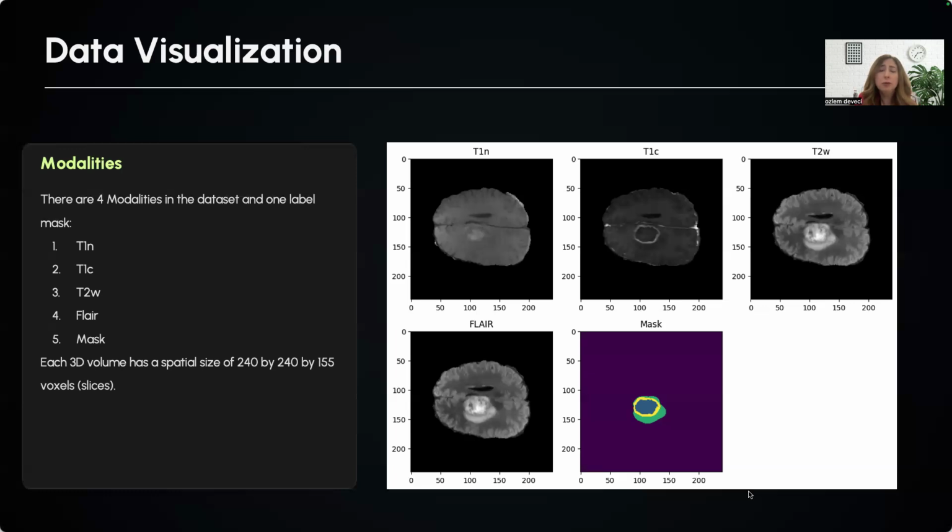Along with these four inputs, we have a target label mask that our model learns to predict. Each of these 3D volumes is massive, with spatial dimensions of 240 by 240 by 155 voxels or slices. We process these multimodal inputs to capture complementary features of the tumor anatomy.